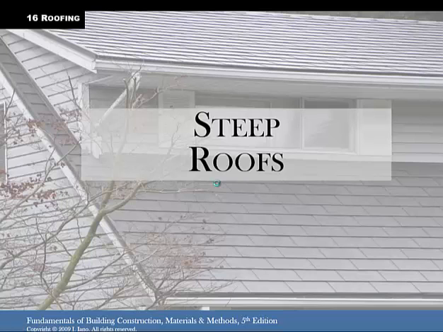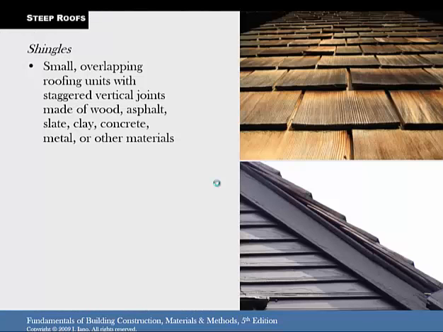So next is the steep roofs or the sloped roofs. We're all familiar with shingles, which are basically small overlapping roofing units with staggered joints. And you can see that here. A joint there, and then you got a whole one on top of that, a joint there. So it makes it very hard for water to get through the layers.